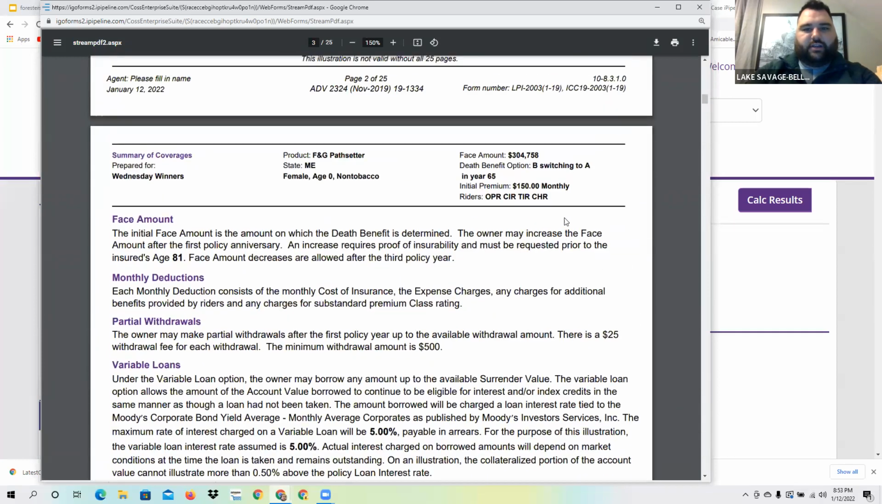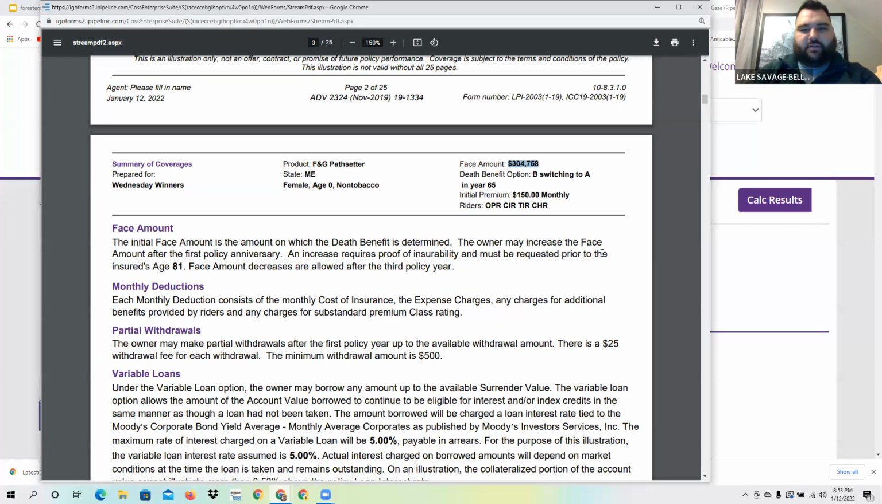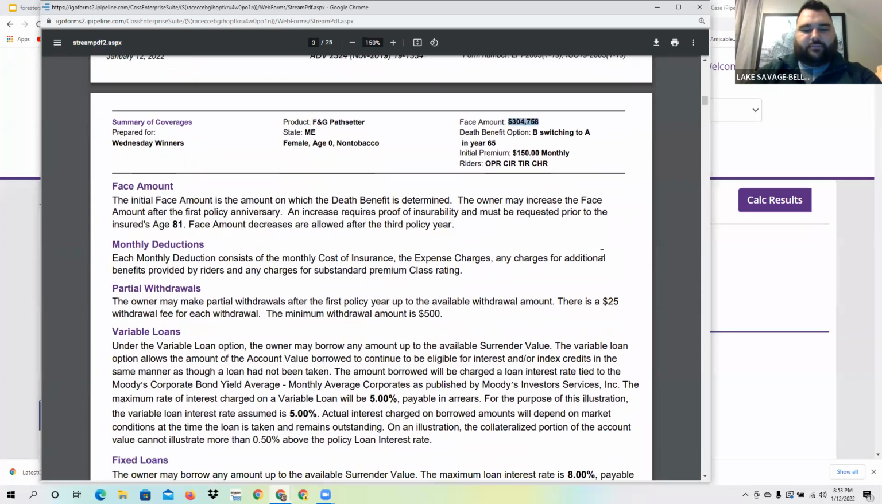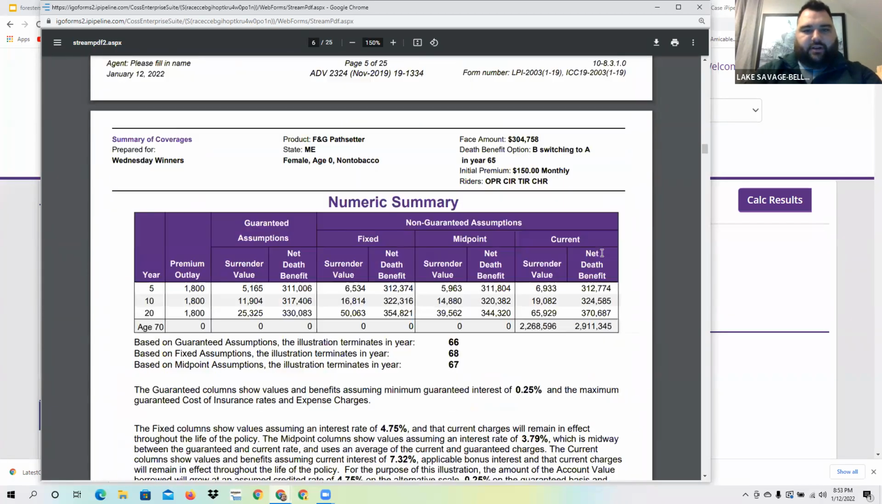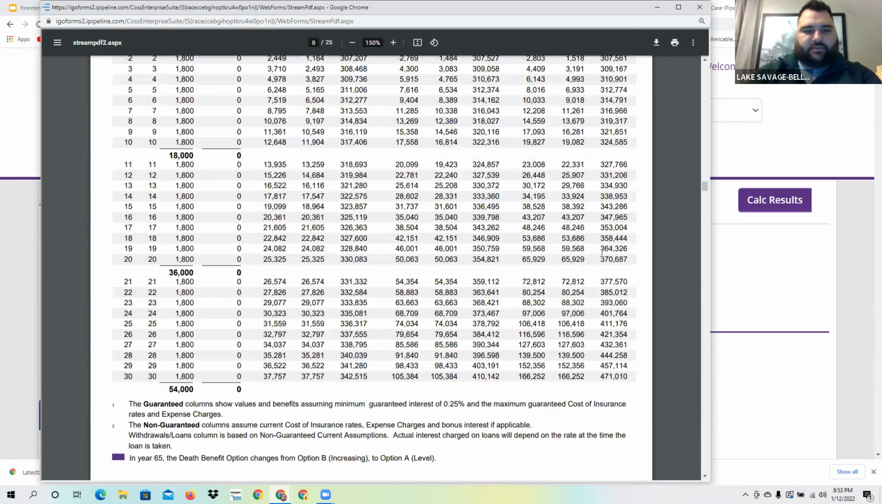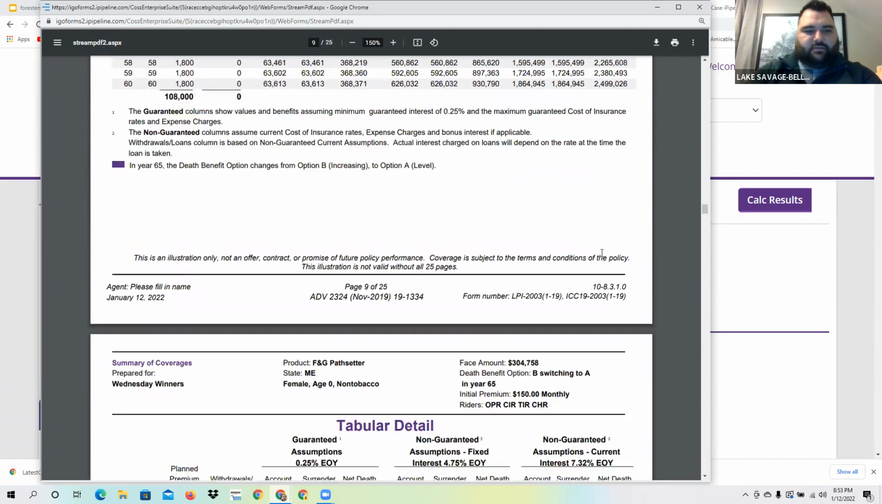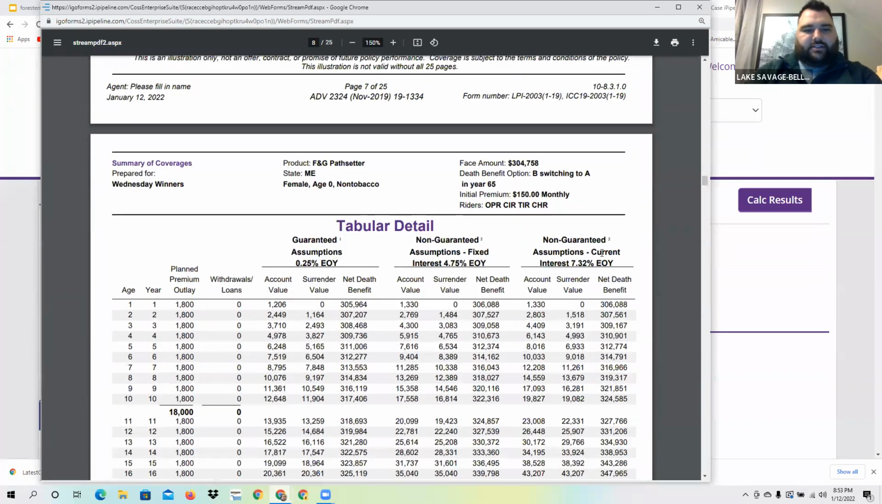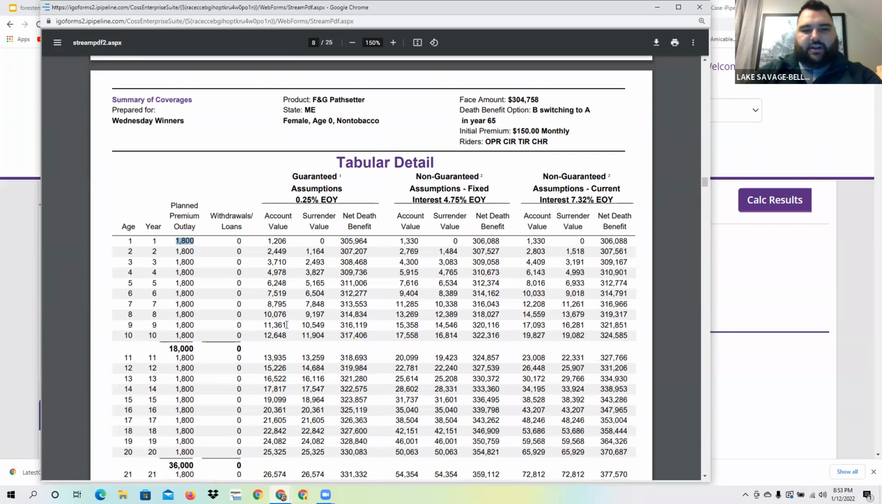Okay, so what it's doing is the initial face amount is going to be $304,000. Okay, let's see if this came out right. Oh, okay, perfect. All right, so the parents are putting $1,800 in a year. Okay, this is the guaranteed assumptions at 0.25%, right? That's a guaranteed. Most likely not going to happen. This is if you chose the fixed interest rate, which means no matter what, you're going to earn 4.75%. No matter what the market does, you're going to earn. And this is the current rate split between the two rates that we chose.